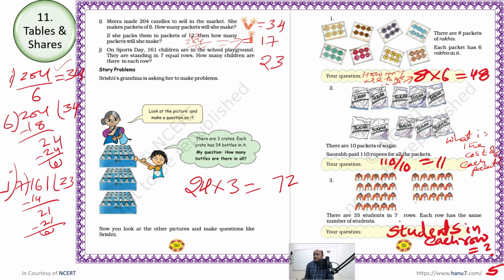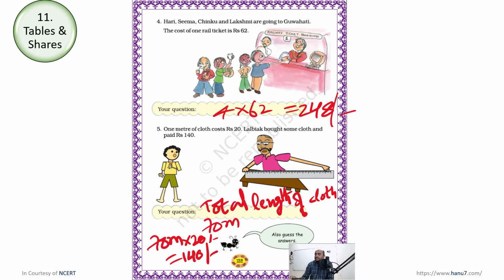There are 35 students in 7 rows. Each row has the same number of students. Your question here is, students in each row is equal to how much? There are 5. So 7 into 5, it's very clear, it is 35. As I said, these are all simple. You can see there are 2 more questions like this.